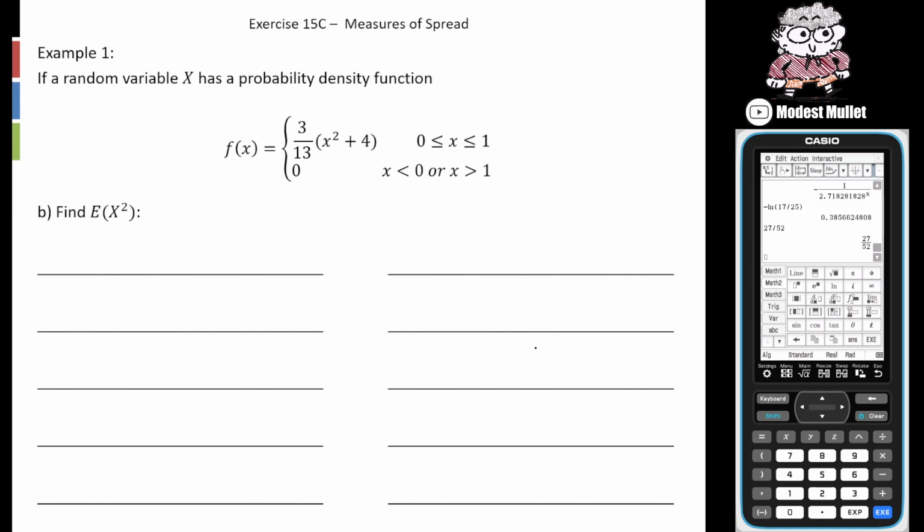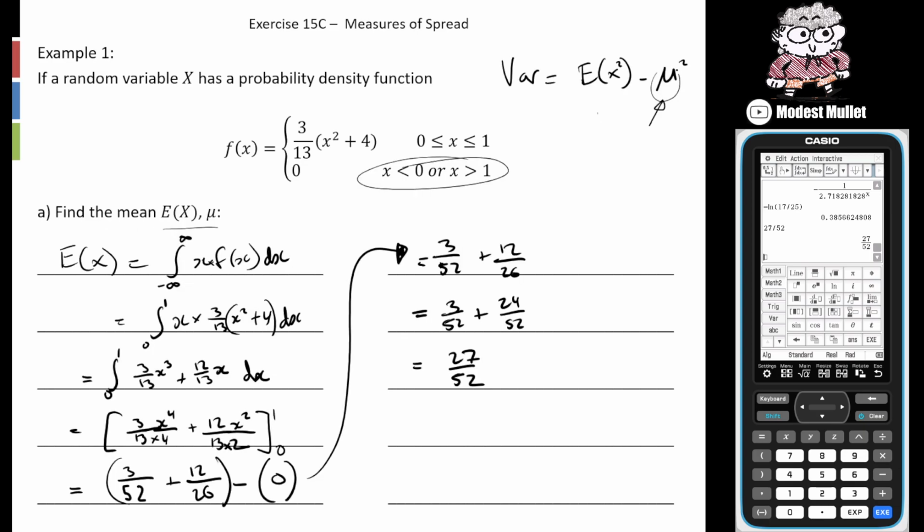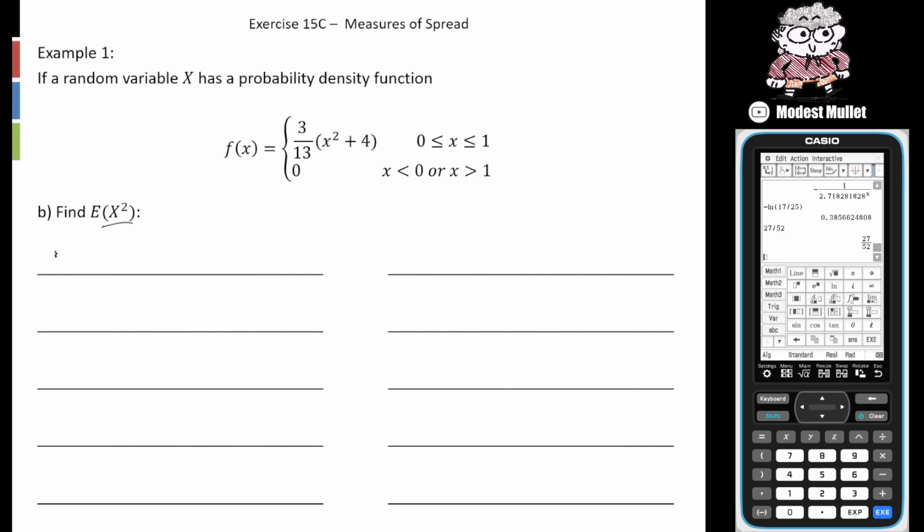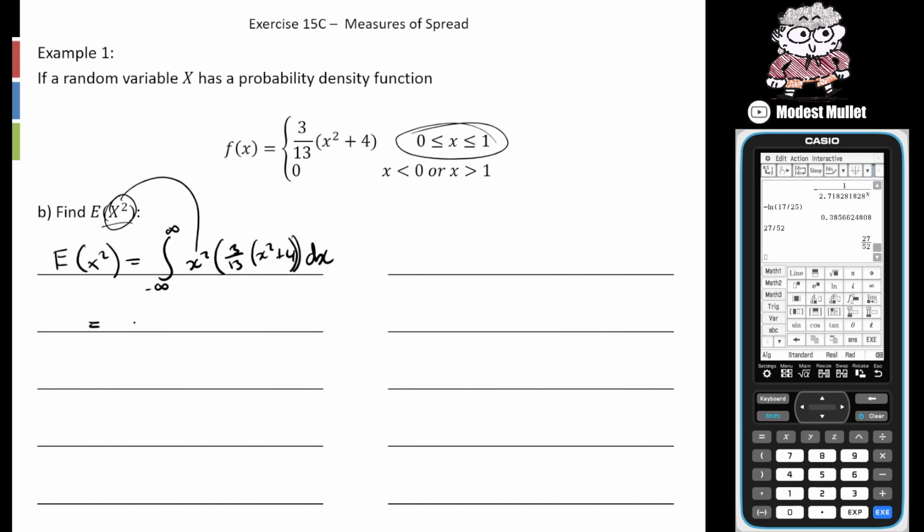Okay, now we want to find the expected value of x squared. We just found mu, we would have to then square it later on, but now this second part, part B, we're going to be dealing with this bit. So the expected value of x squared is equal to the integral between negative infinity and infinity of, in this case, x squared times 3 on 13 (x squared plus 4) dx. Again, we're in the range 0 to 1, so we get 0 to 1.